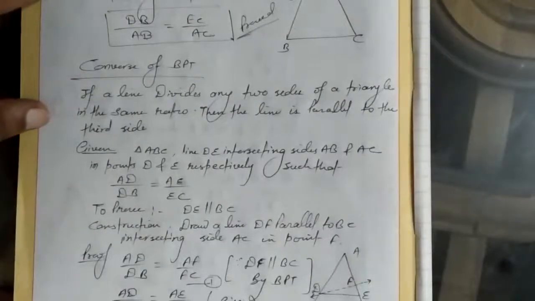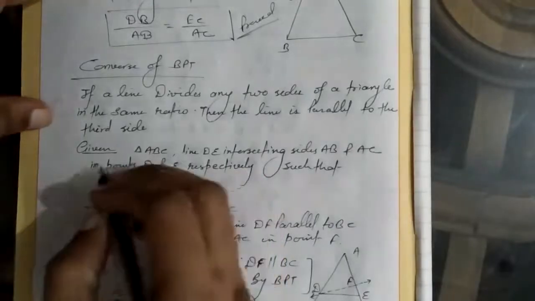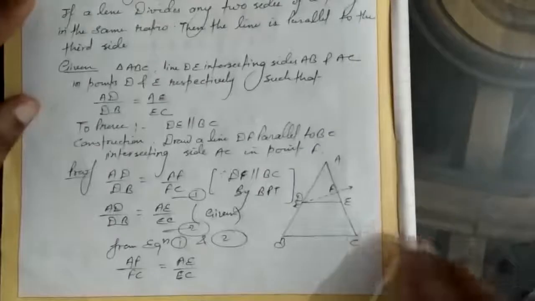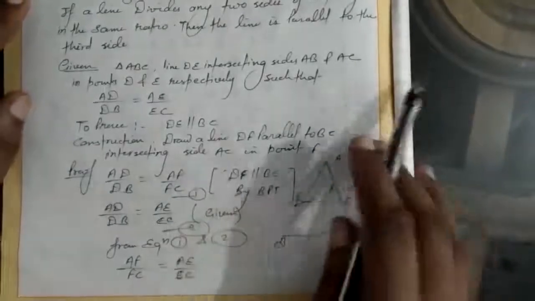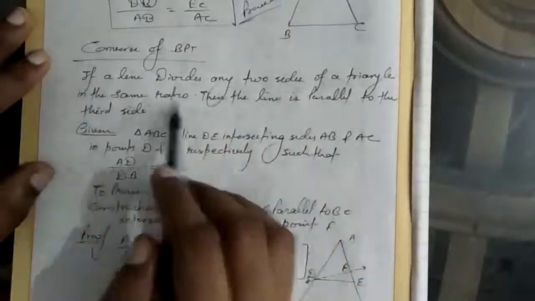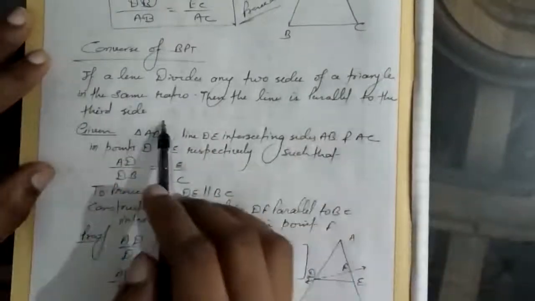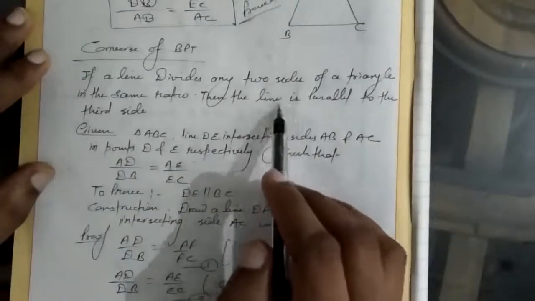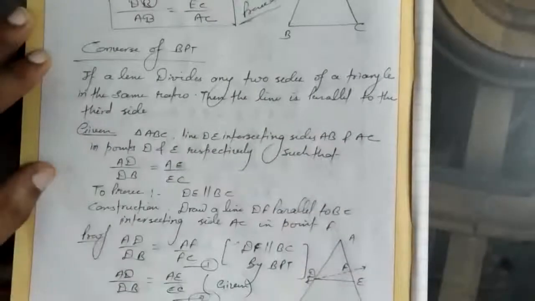This you have to show. So given here triangle ABC, this is the triangle ABC. Once read the statement again. If a line divides any two sides of a triangle in the same ratio, then the line is parallel to the third side. Fine. Here the ratio will be given equal. You have to prove that the line is parallel to the third side.